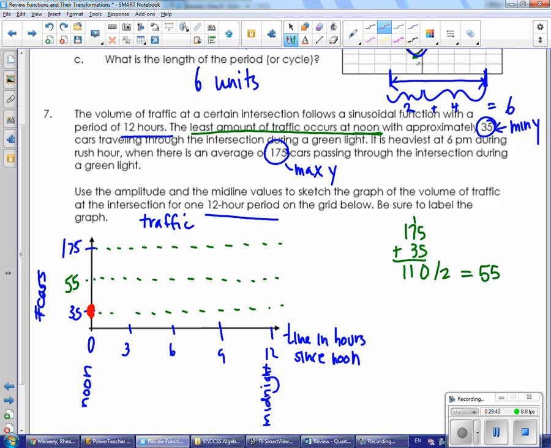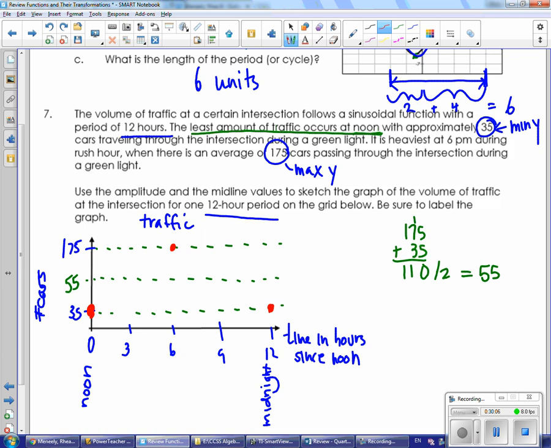And remember, if I'm dealing with a cycle or a period, it's going to begin and end on the same line. So if I'm starting at the minimum, I'm going to end at the minimum. So I can actually plot that last point as well. And then it says it is heaviest at 6 p.m. during rush hour when there's an average of 175. So I know at 6 p.m. I want to plot a point on my maximum.